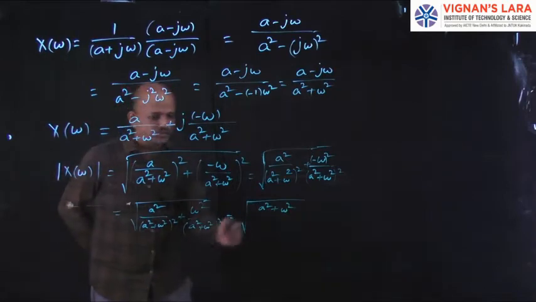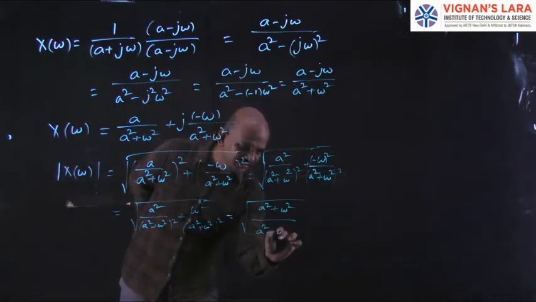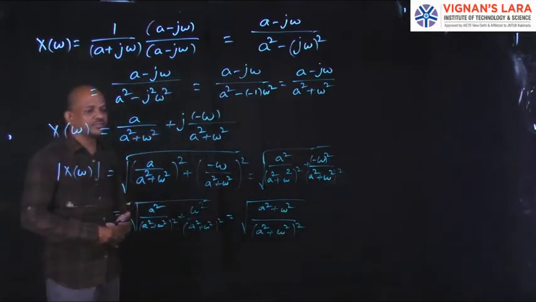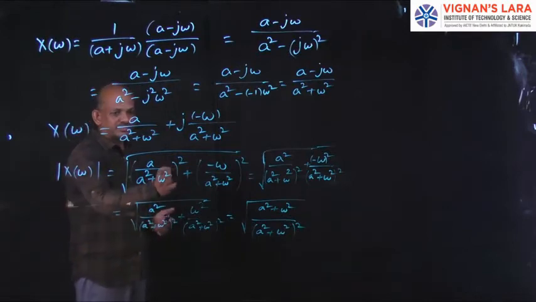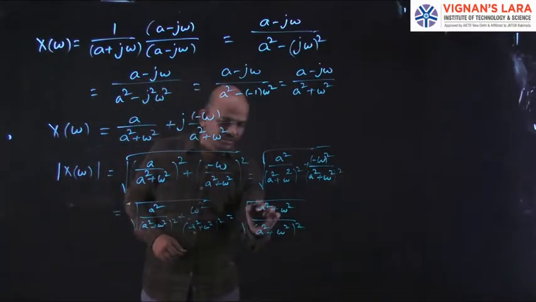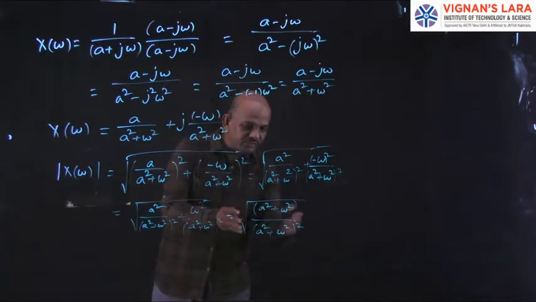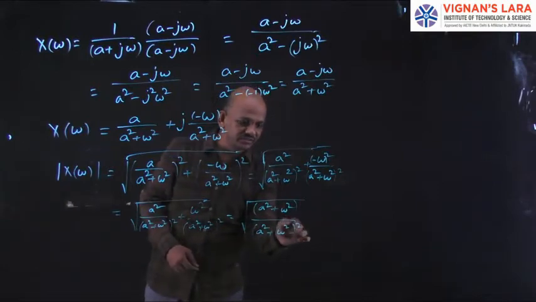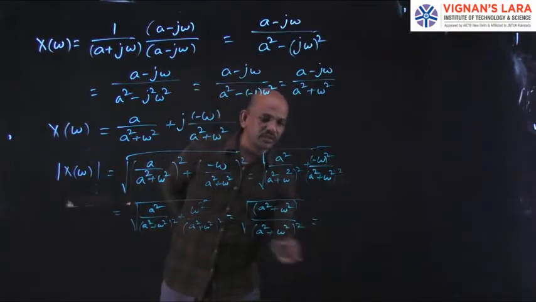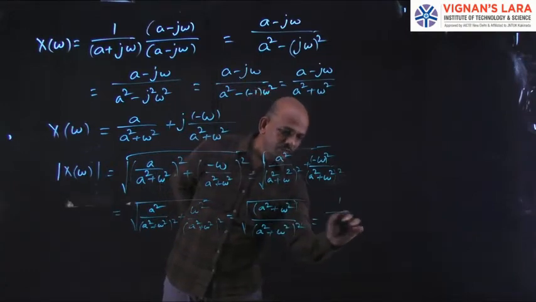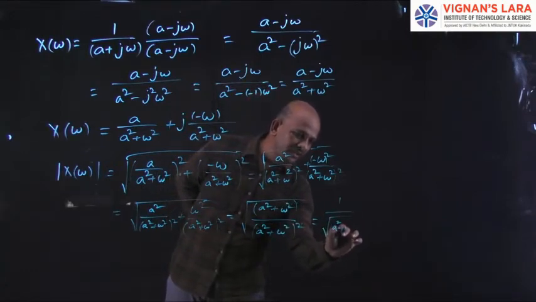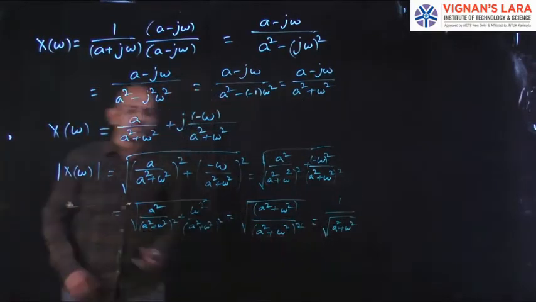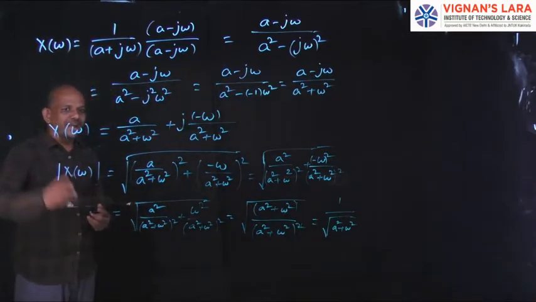We go for the LCM. So the LCM is same, that is a square plus omega square whole square. Okay, so the denominators are same. Now I have to add the numerators, a square plus omega square. See, a square plus omega square whole square means a square plus omega square into a square plus omega square. That means this one and this one will get cancelled. So finally what we get is root of 1 by this one, or simply 1 by root of a square plus omega square. So this is the value of mod of X of omega, the magnitude of X of omega.